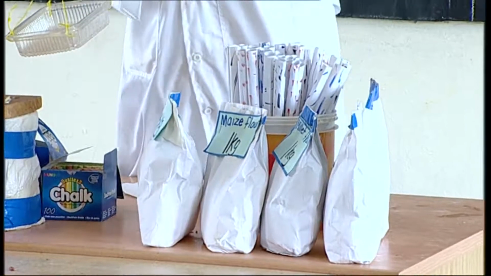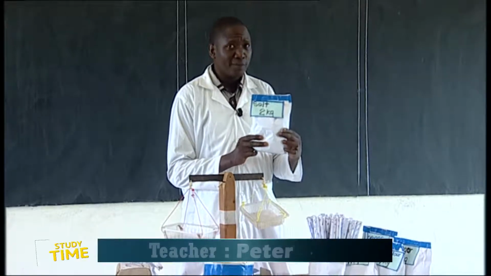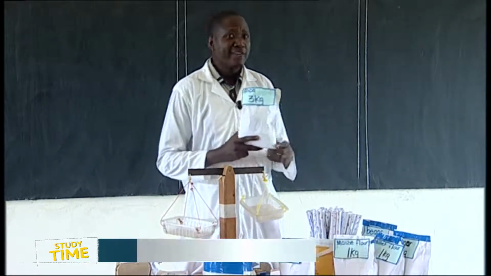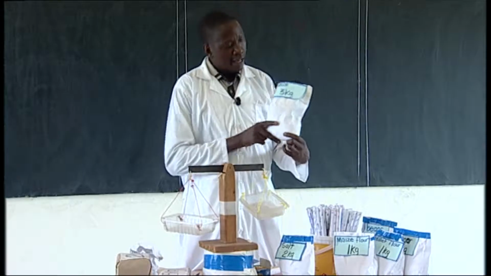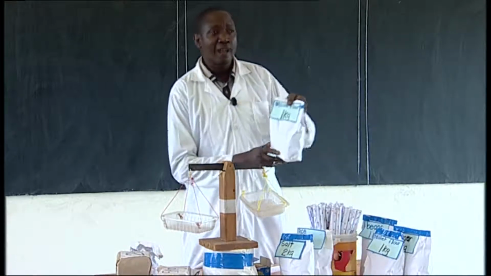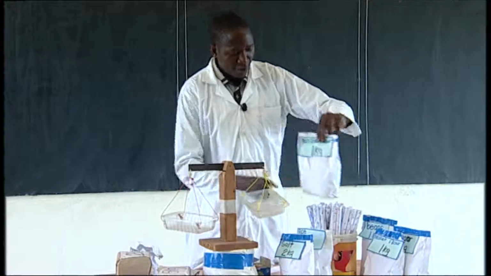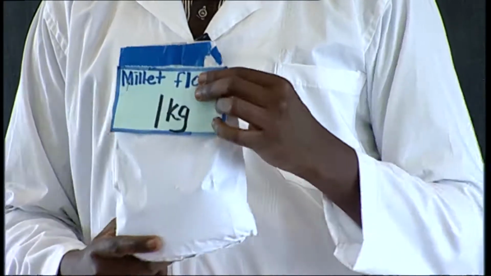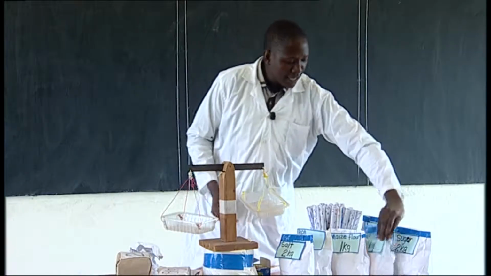Here, there is salt. When you go to the shop, you will buy salt, but in kilograms. Good. We also have rice. When you go to the shop, they will measure rice for you, but in kilograms. Then we have maize flour. We shall measure it in kilograms. We also have millet flour, for people who enjoy porridge. This millet flour is measured in kilograms.